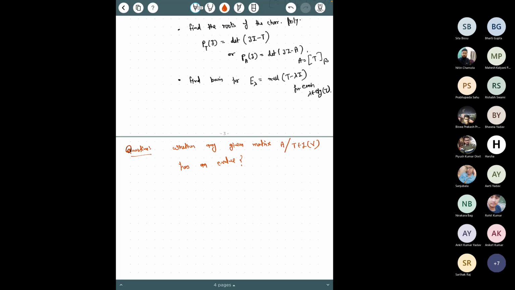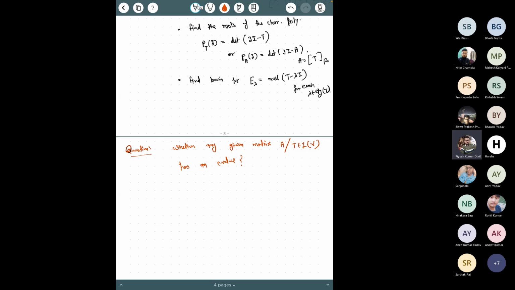So what is your answer here? No, not always. It will depend on the field. Okay, can you give me an example? The rotation operator cannot have an eigenvalue, yes.